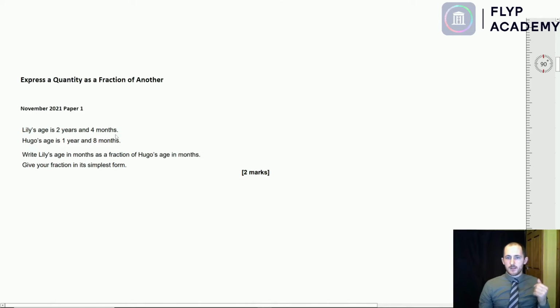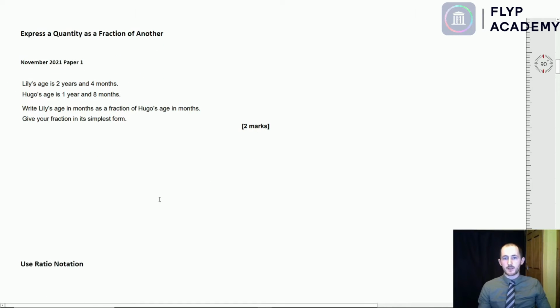So, for the next part, we have to express a quantity as a fraction of another quantity. Okay, so quite simply, for a lot of these things it can be quite easy, so I've picked a slightly trickier example. So Lily's age is 2 years and 4 months, Hugo's age is 1 year and 8 months, write Lily's age in months as a fraction of Hugo's age.